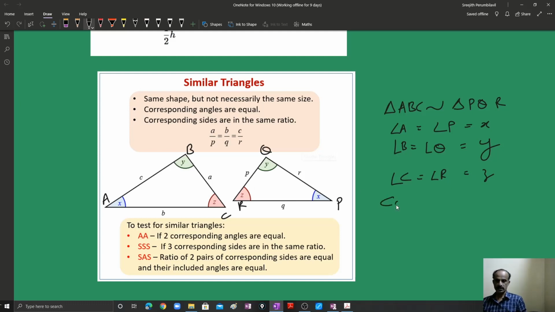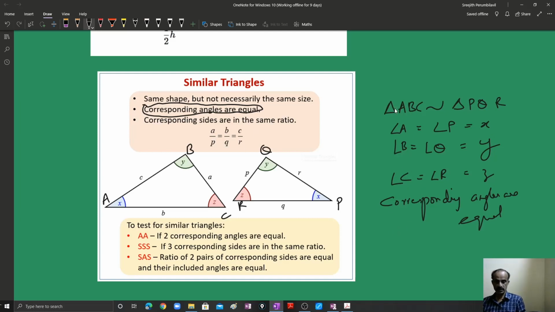That means corresponding angles are what? Equal. This is what you have to remember. Corresponding angles are equal. Remember this. One more thing: what about their corresponding sides? They are proportional.